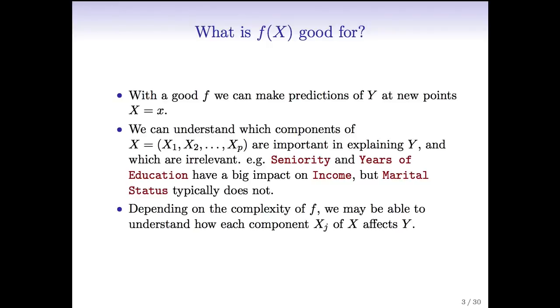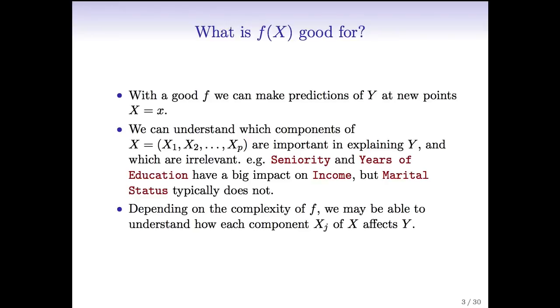So what is the function f of X good for? With a good f, we can make predictions of Y at new points X equals little x. With this notation, capital X is the variable having these three components, and little x is an instance, also with three components, particular values for newspaper, radio, and TV. With a model, we can understand which components of X, in general it'll have p components if there are p predictors, are important to explaining Y, and which are irrelevant.